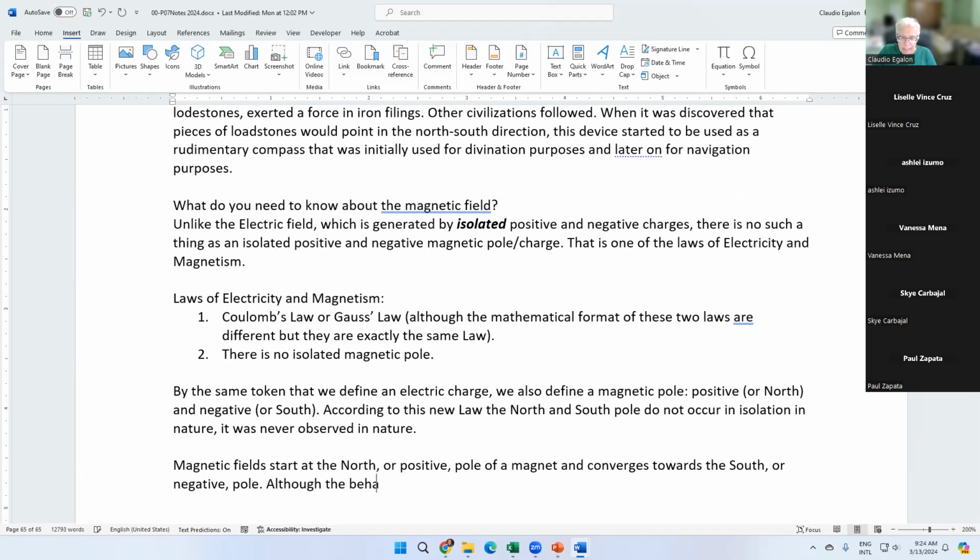Although the behavior is similar to the electric field of an electric dipole, these two fields arise in two different ways. What I mean is, two different sources.